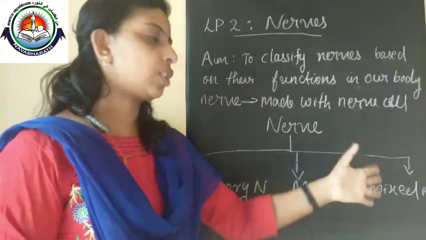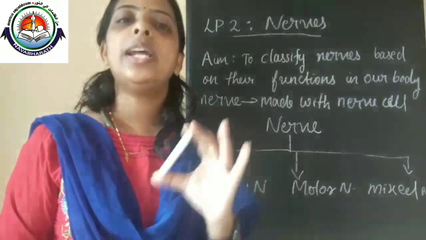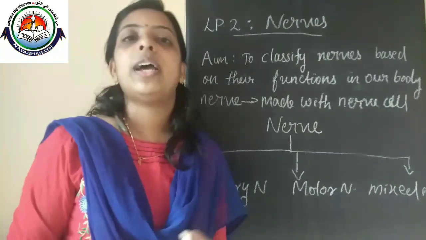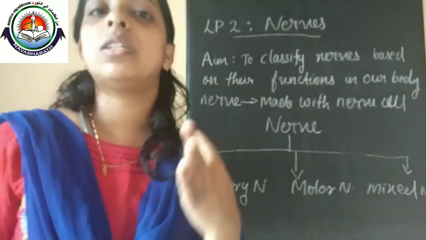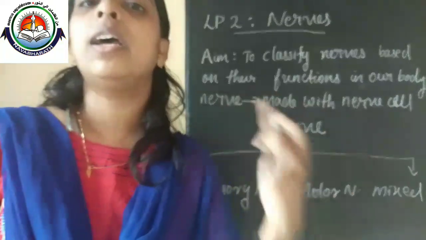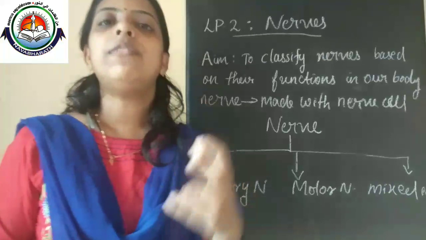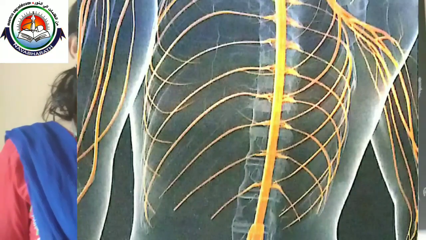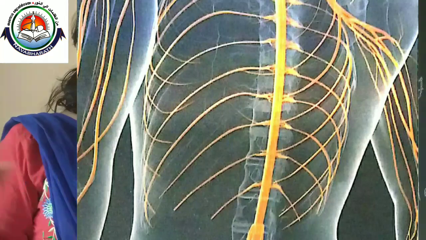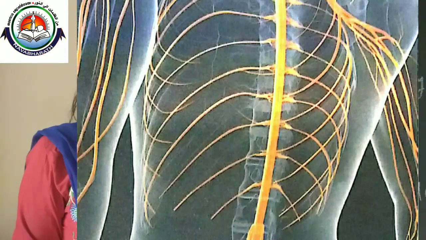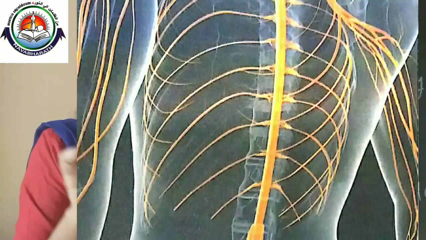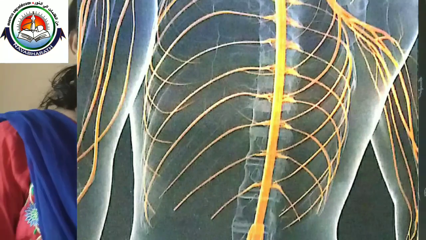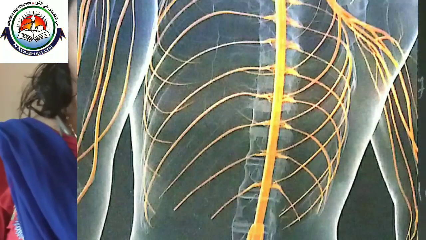Its function we already discussed. At the same time, we can consider one more thing. I already told you that our nervous system consists of the brain, nerves and spinal cord. If we consider our spinal cord, in your textbook there is a picture given here. Here you can see the yellow lines, which are actually the nerves attached to our spinal cord.